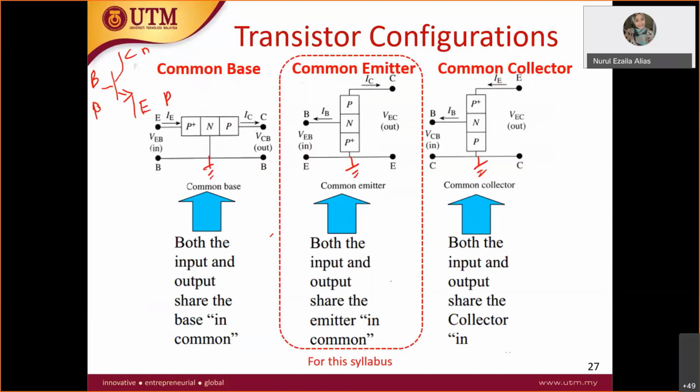But in your syllabus, we only cover common emitter. So only this part, where the emitter will be grounded. Each junction has resistors, and the emitter is grounded. This one will be covered in your syllabus. Both input and output share the emitter, which is ground. Now your base to emitter is your input, and collector to emitter is your output. You have the multiplication of the gain here. We will look at the example later.